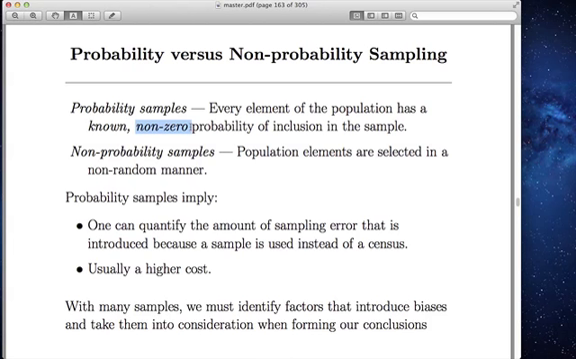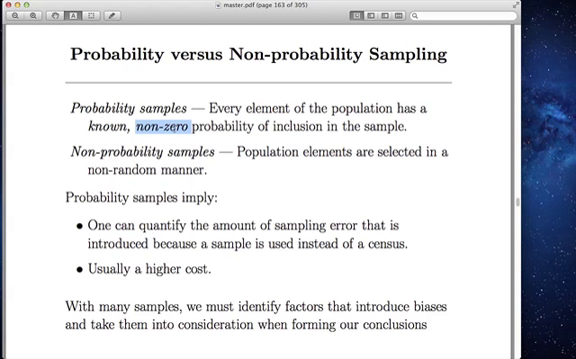Statisticians relax that constraint, and we've developed methods for accommodating non-equal probabilities of being included. So as long as we know what the chance of inclusion is and it's non-zero, then we've got a probability sample. So let's think a little bit about these two terms.